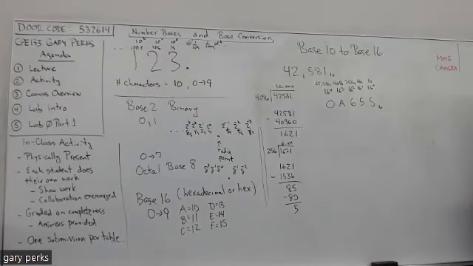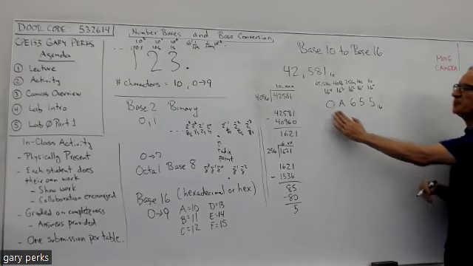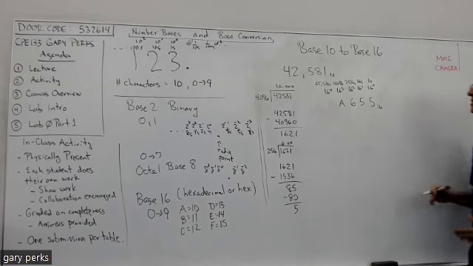So 42,581 base 10 is A655 in hexadecimal. Okay, so any questions? Because we're about to get crazy. I mean, this is fairly straightforward, but now we're going to do something a little crazy.